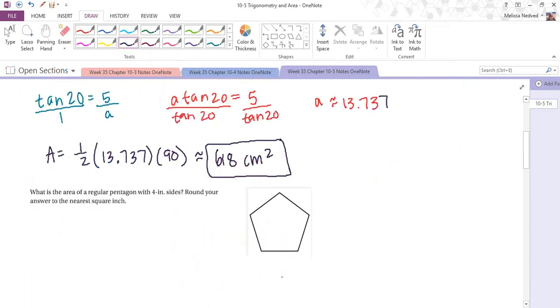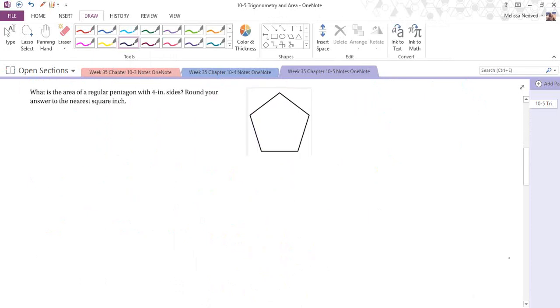All right, let's try one more like that. We're asked to find the area of a regular pentagon that has 4-inch sides and round your answer to the nearest square inch. But again, don't do any of that rounding to the nearest whole number until we're all the way finished. So here's my pentagon, and I know that I've got 4-inch sides, and I'm going to do the same thing I started, just like in section 3, and draw that triangle. Let's find this angle measure first. To do that, we're going to take 360 divided by the number of pieces of pie, or the number of sides we have, so 360 divided by 5, and that angle is 72 degrees.